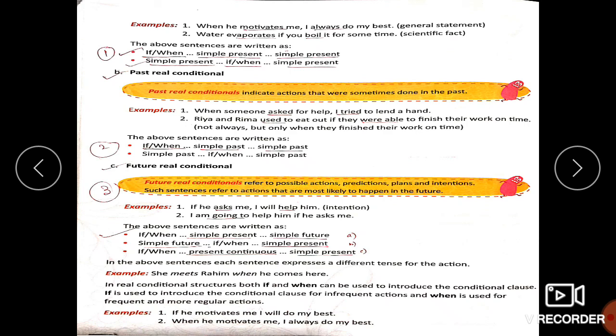So you have started this year, and you will continue practicing conditionals till class 10, till your board exams. Hence take this chapter very seriously and try to practice a lot of these sentences from any other reference book that you have apart from your textbook.